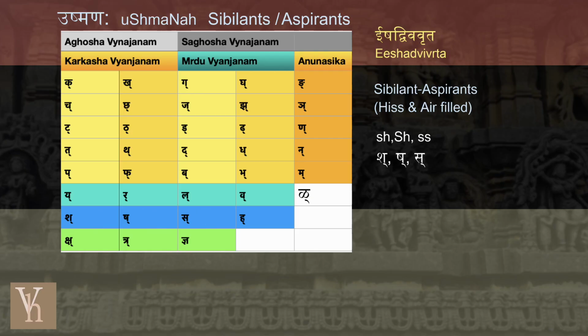The voice box is not engaged in producing these sounds. They are made purely by air hissing through the mouth. So they are aghosha, unsounded. Sh, sh, s.